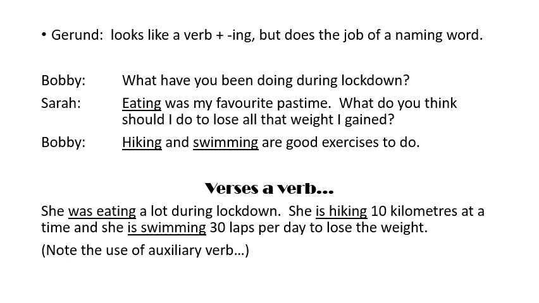In the above examples, you can see that eating, hiking, and swimming all look like a verb plus ing, but it does the job of naming something. What was your favorite pastime? Eating. What are good exercises to do? Hiking and swimming. But now, versus a verb. She was eating a lot during lockdown. She is hiking 10 kilometers at a time, and she is swimming 30 laps per day to lose the weight. So can you see that when it's a verb, you must have an auxiliary verb in front of it, the was and the is. This is very important.